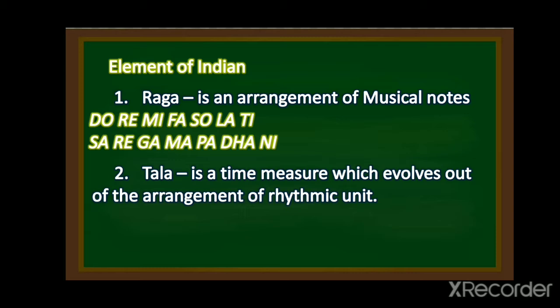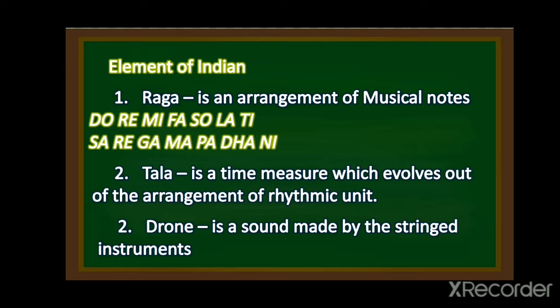The second one is the tala. The tala is usually outlined by the drums with certain rhythmic patterns. It is a measure of time which involves the arrangement of rhythmic units. Next is the drone. It is the sound made by the string instruments. The drone unifies the Indian musical composition, and it is heard throughout the duration of the performance.